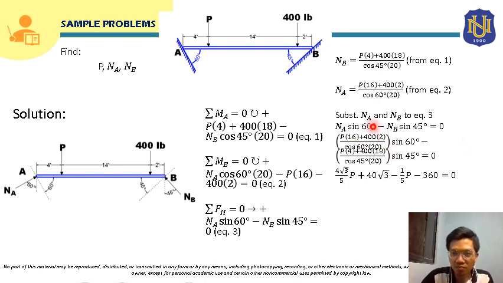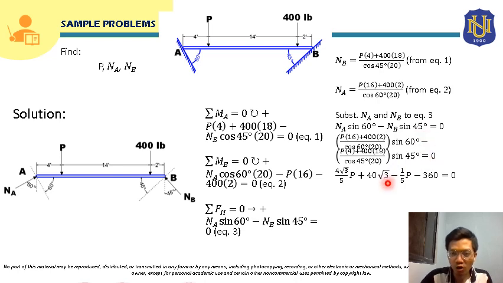P times 16 over cosine 60 degrees times 20 times sine 60 degrees will be 4 times square root of 3 over 5 P. We also have 400 times 2 over cosine 60 degrees times 20 times sine 60 degrees, so that will be 40 times square root of 3. And we have here negative P times 4 over cosine 45 degrees times 20 times sine 45 degrees. That will be 1/5 P, negative here.